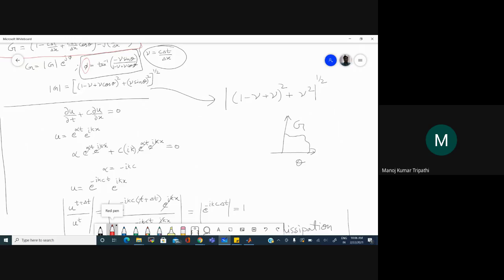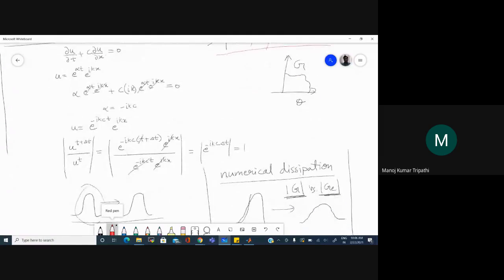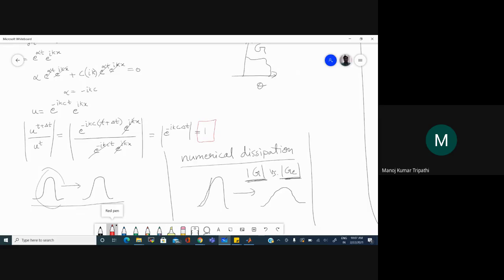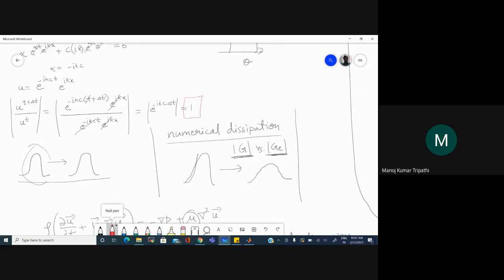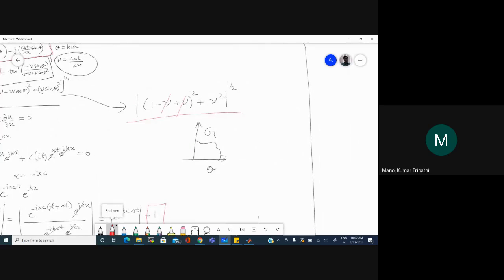So we said that this mod G is equal to this, which is the maximum value of this in one sense, being very conservative. These two will cancel out. It just becomes the square root of 1 plus mu squared. And then we also derived the exact amplification factor for the exact solution of this wave equation. And we found that that came out to be 1, which means that for a wave which is traveling, the amplitude does not change with time or space. So the amplitude remains the same. But we saw here that the amplitude is not the same.